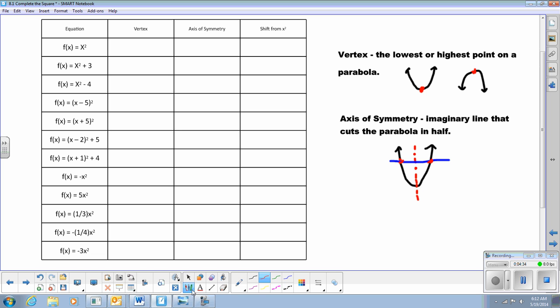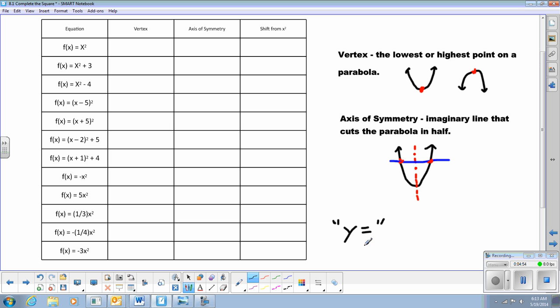Okay, so now back to our table. What are we going to do with our table? Well, the first thing is I want you to take the graphing calculator and push the Y equals key. And if there are any equations inside the window there, please delete them and clear them out.